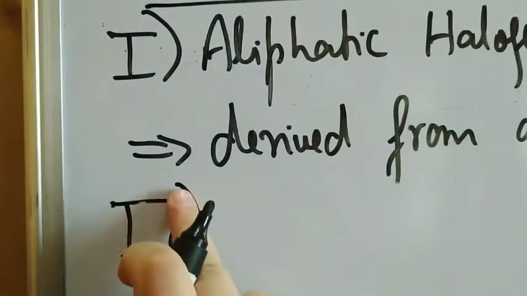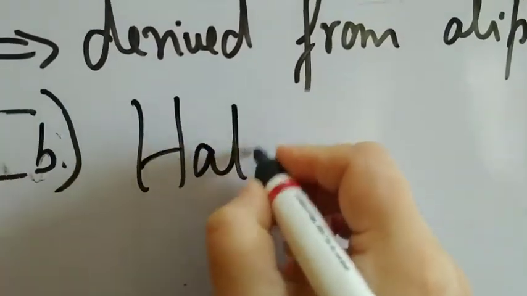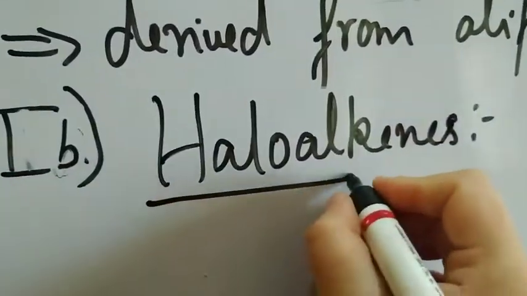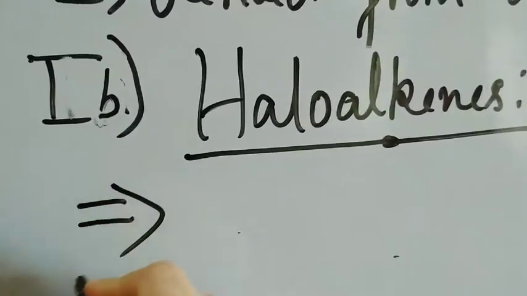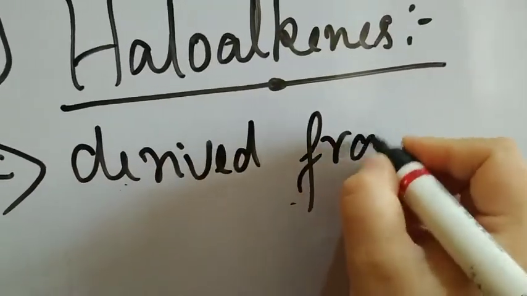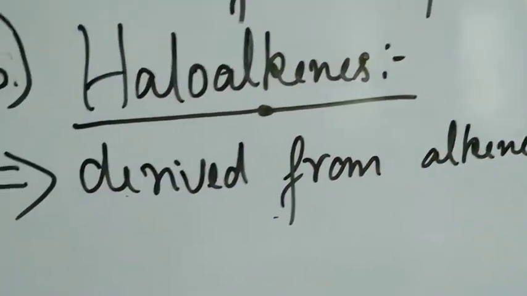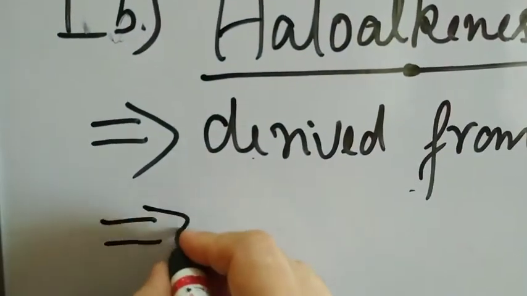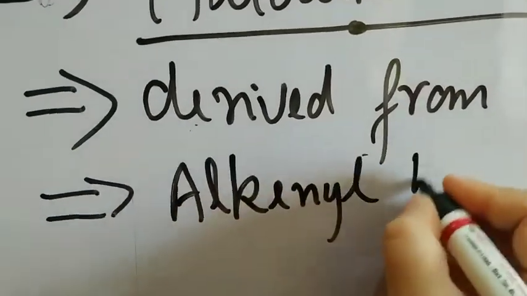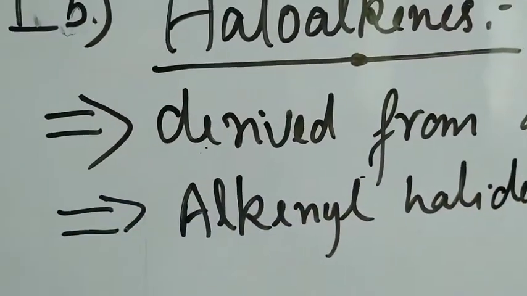Second type of aliphatic halogen compounds 1B, and this type is haloalkenes, right? As you can see from the name, if you have to define haloalkenes, कौन से aliphatic halogen compounds होंगे which are derived from alkenes. Alkenes is a class of compounds which have at least one carbon-carbon double bond, and in the common system they are named as alkenyl halides. Haloalkenes are alkenyl halides, right?